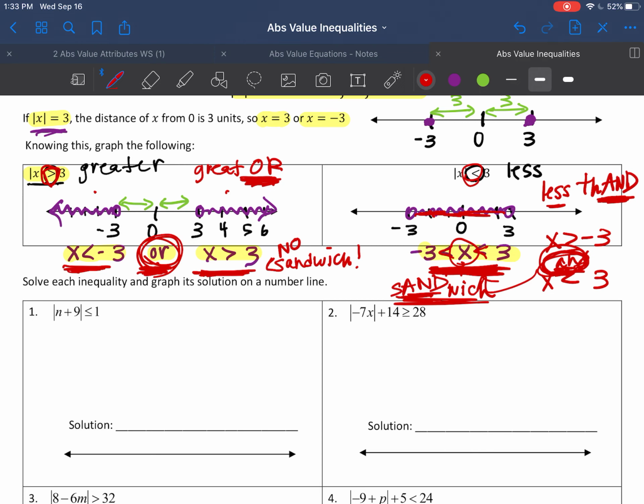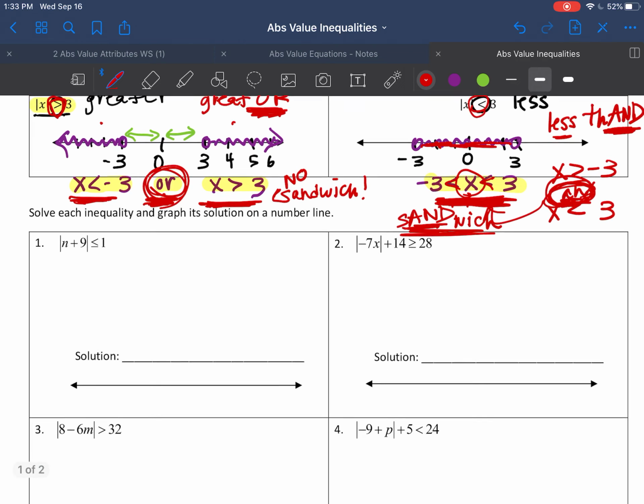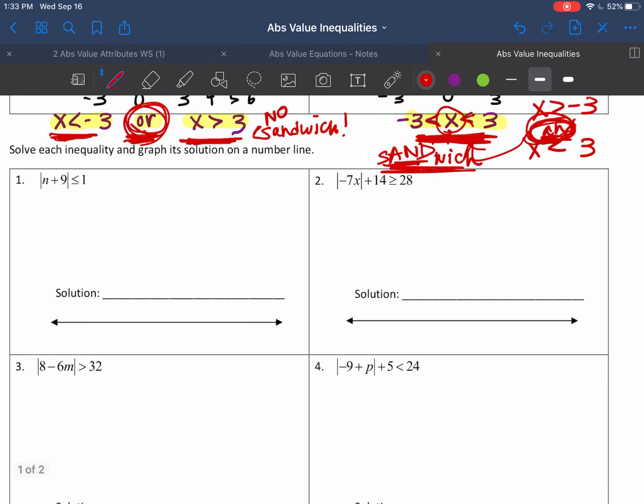Okay, and so I'm going to restart, and we're going to go through some examples on where the or and the and apply.